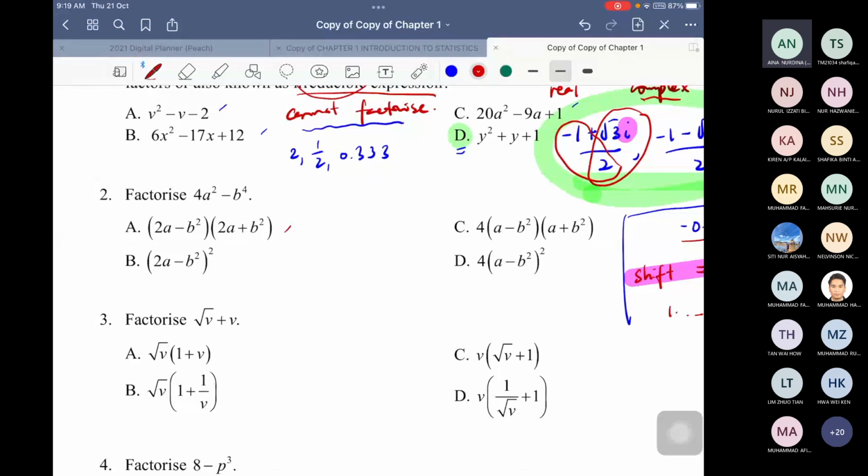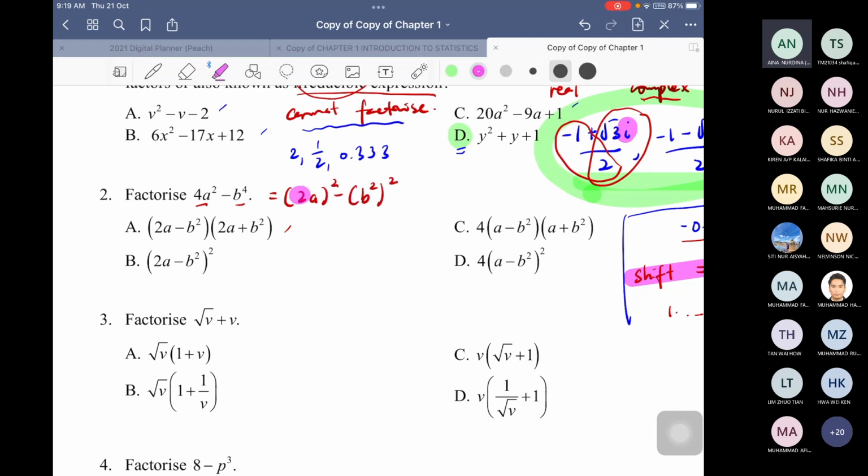Remember I mentioned to you just now. Kalau kita punya term tu ada 2 term sahaja. And kalau ada term tu you rasa yang boleh jadikan dia kuasa 2, automatically kita pakai difference of squares. So this is the concept that you have to use for this. So ni sebenarnya kita boleh tulis dia sebagai 2a square tolak b square kuasa 2.